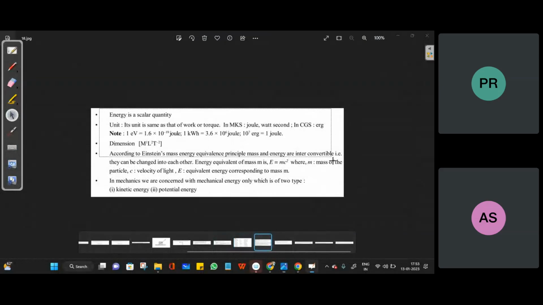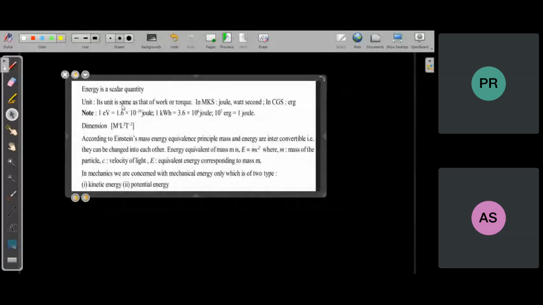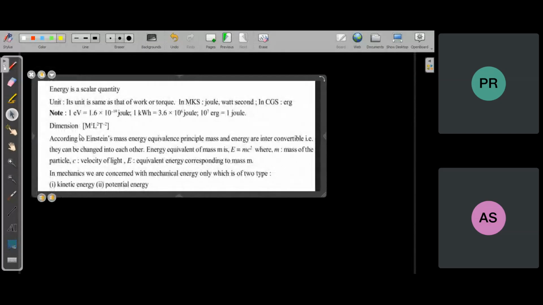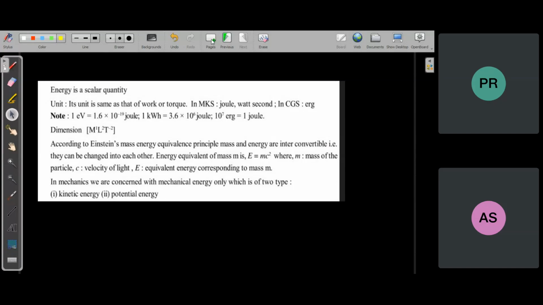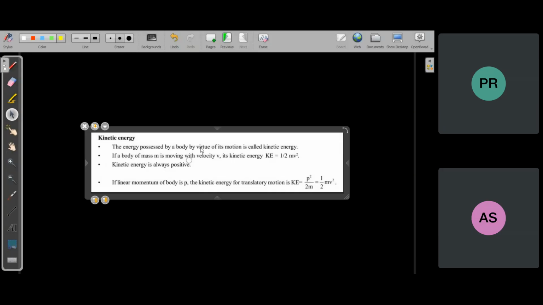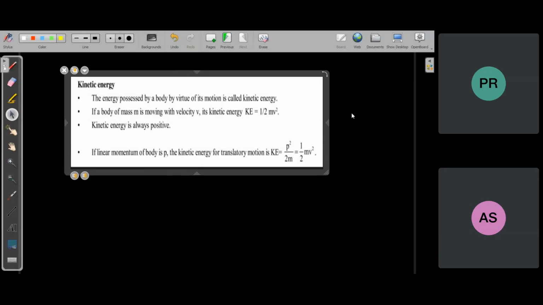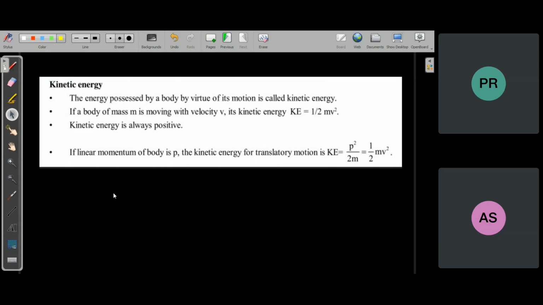Now, just like work, energy is also a scalar quantity, and its unit is also the same as work. So its SI unit is also joule. Now, the form of energy that we will be discussing mostly in this whole chapter is mechanical energy. In the mechanics part we are mostly concerned with mechanical energy, and mechanical energy is nothing but the sum total of kinetic energy and potential energy of a system. But before going into mechanical energy, let's talk about what is kinetic and what is potential.